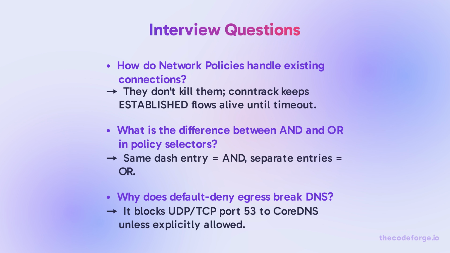Let's run through some common interview questions. How do network policies handle existing connections? They don't kill them. Conntrack keeps established flows alive until timeout. What is the difference between AND and OR in policy selectors? Same dash entry equals AND, separate entries equals OR. Why does default deny egress break DNS? It blocks UDP and TCP port 53 to CoreDNS unless explicitly allowed.